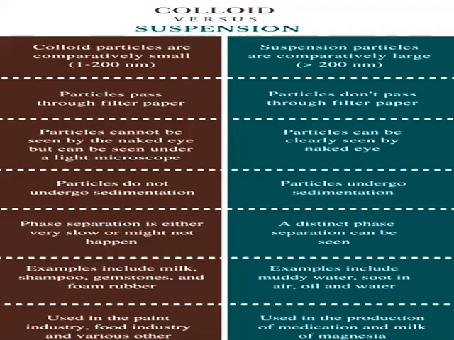Colloids and suspensions both are heterogeneous mixtures. Colloids seem to be homogeneous but are heterogeneous, whereas suspensions are truly heterogeneous. Colloid particles are comparatively small, hardly 1 to 100 nanometer in diameter, whereas suspension particles are comparatively large, more than 100 nanometer in diameter.